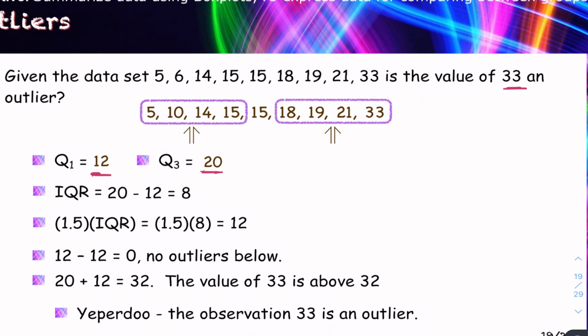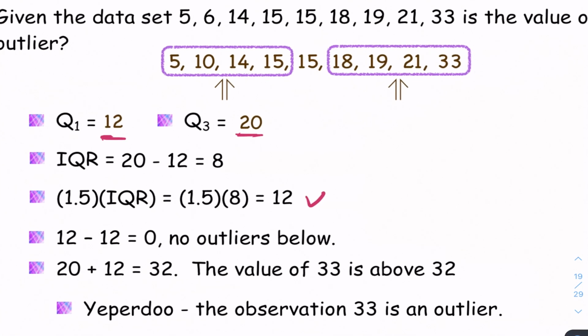So to keep moving, once we have calculated Q1 and Q3, we calculate the IQR, which is 20 minus 12. Next, we will calculate 1.5 IQRs. So 1.5 times 8 is 12. Then we take Q1 minus 1.5 IQR, or 12 minus 12, which is 0. So there's no outliers below that.